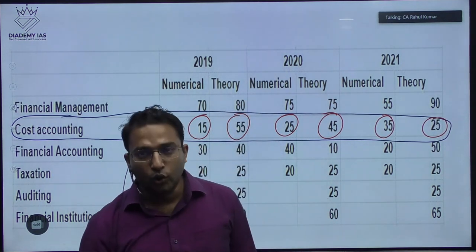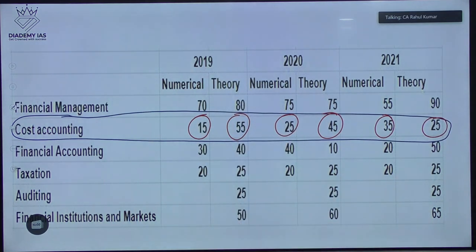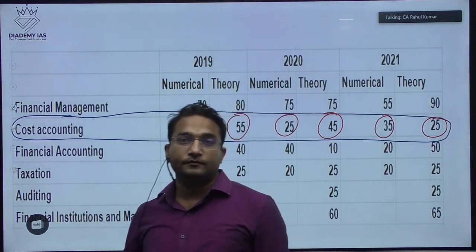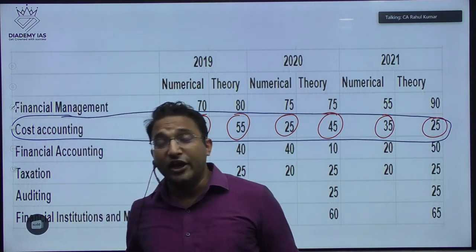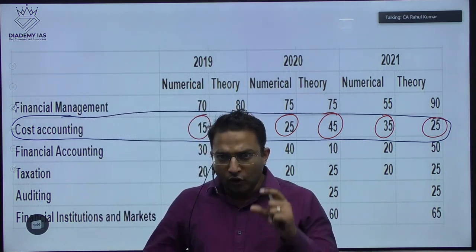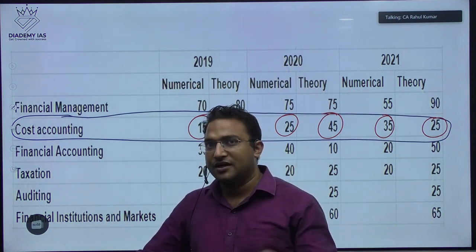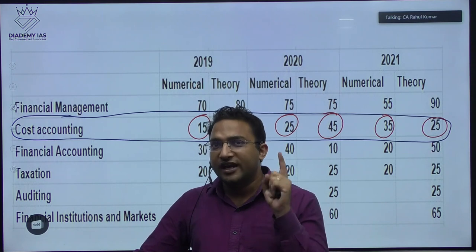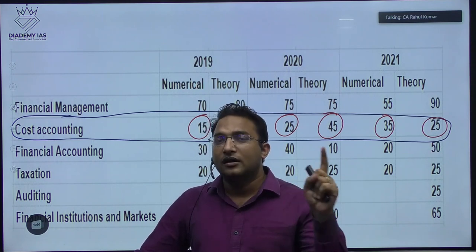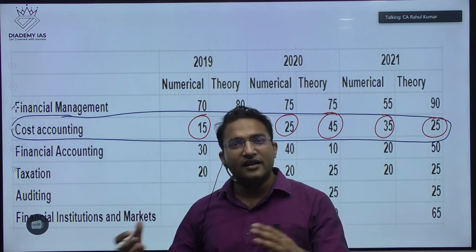One mistake that we make, especially if you are from a CA background, is that you focus mostly on the numerical part. The theory part is relatively ignored, taken for granted. That should not happen, because in the theory, you have an equal chance of getting very good marks. And normally we take the theory for granted. We think, oh, we already know this concept, we will write it in the exam.